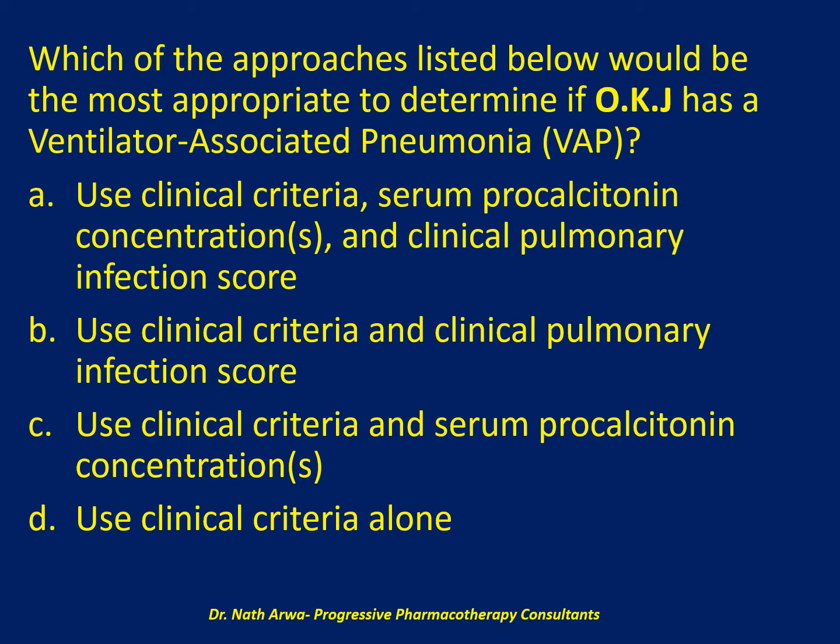Would it be use of clinical criteria, serum procalcitonin concentrations, and clinical pulmonary infection score? Or would it be use of clinical criteria and clinical pulmonary infection score? Or would it be use of clinical criteria and serum procalcitonin concentrations? Or would it be the use of clinical criteria alone? I'll give you 10 seconds to choose the correct answer.